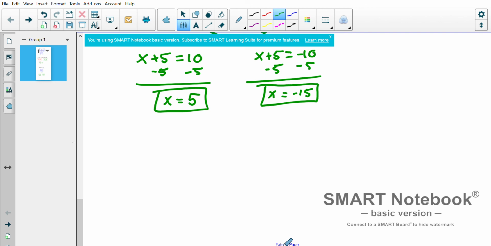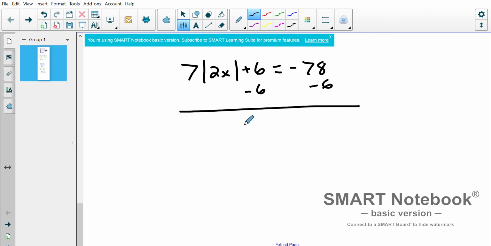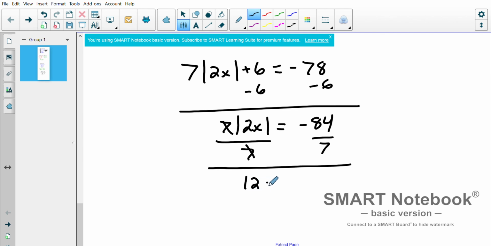Then, last problem, and then you will be good to go work on your homework. We're going to have 7 times the absolute value of 2x plus 6 equals negative 78. We are going to subtract 6 from both sides to start this one off. 7 times the absolute value of 2x equals negative 84. Divide both sides by 7. It's going to give me the absolute value of 2x equals negative 12.